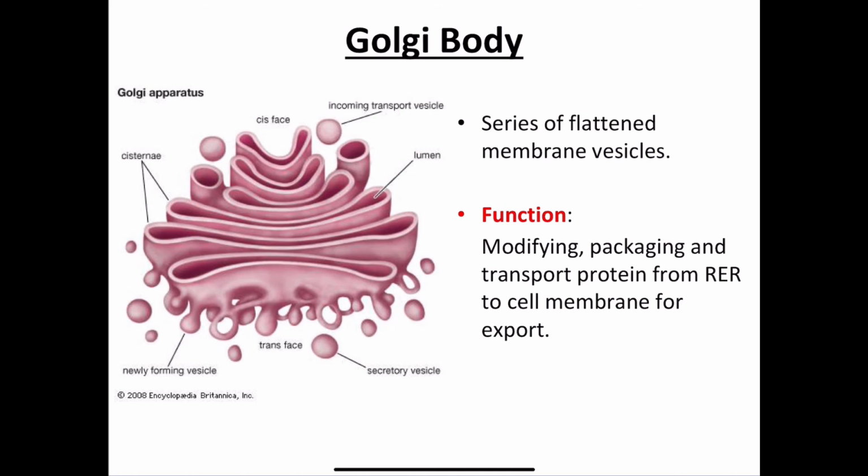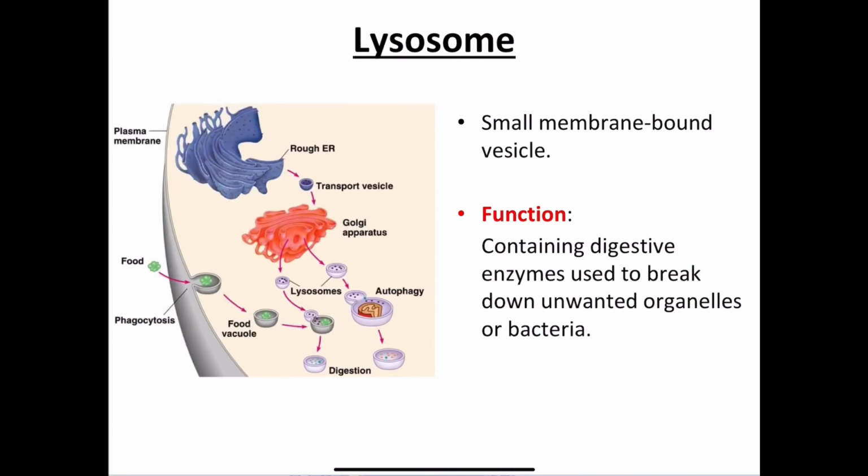Okay, next kita tengok lysosome. So lysosome is an organelle which is a small membrane bound vesicle. Okay, which is small membrane bound vesicle. So nampak lagi vesicle, perkataan vesicle. So vesicle ini apa? Vesicle ini adalah kantung kecil ya, kantung kecil yang dibuat oleh Golgi Body.